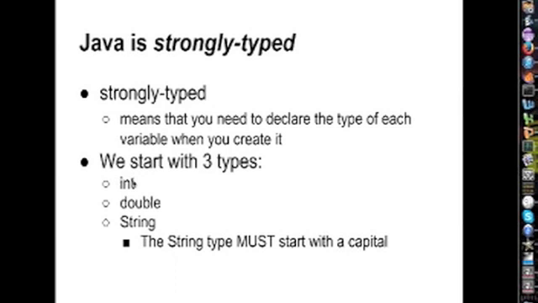Now you should note that the types int and double start with a lowercase, while the type String starts with an uppercase. Java is a case-sensitive language. The capitalization of types and variable names and function names and things like that matters. It's very important, so you have to keep it in your mind to pay attention to the case.